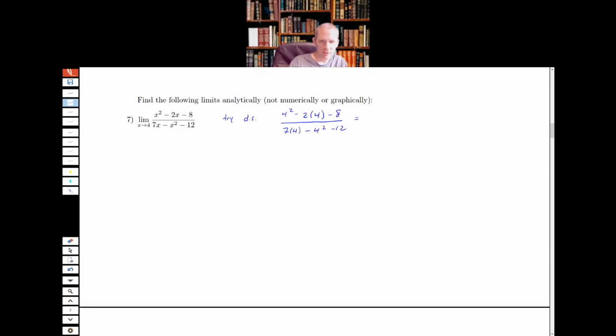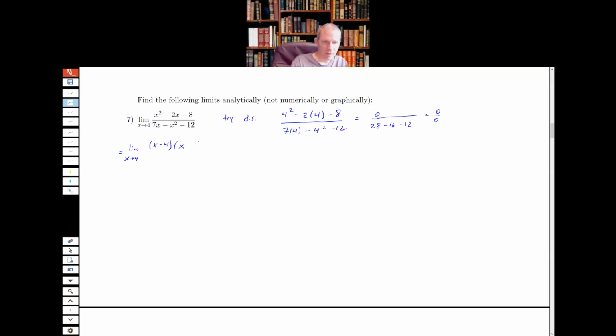In the numerator, I have 16 minus 8 minus 8. That gives me a 0. In the denominator, 7 times 4 is 28, minus 16 minus 12 is 0. So we end up with 0 over 0. That tells me two things. First of all, direct substitution does not work, so I need to keep doing something else. But it also tells me that when I plug 4 into the numerator, I get 0. That means that x minus 4 is a factor.